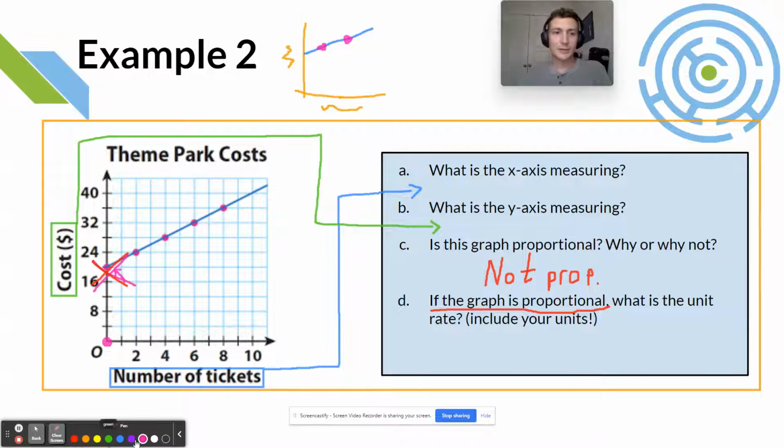And if you could label your x and y, that'd be great too. This is x, this is y, ta-da.